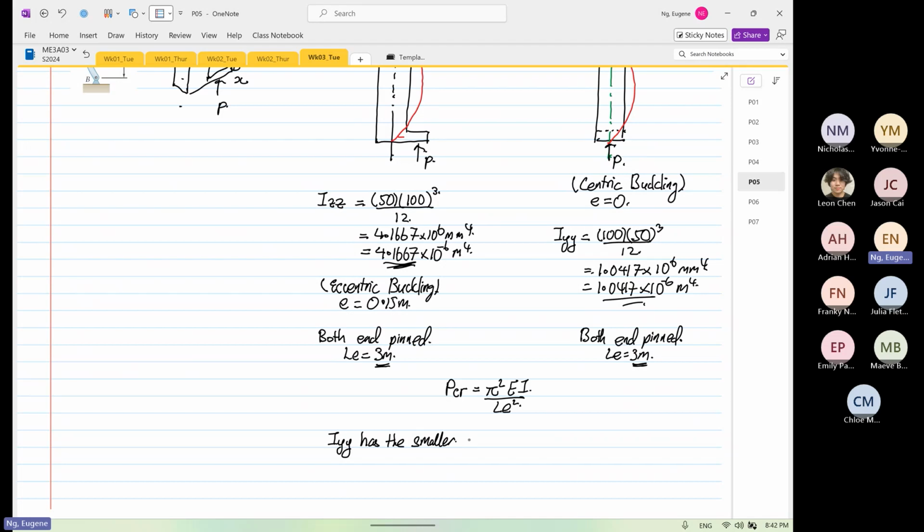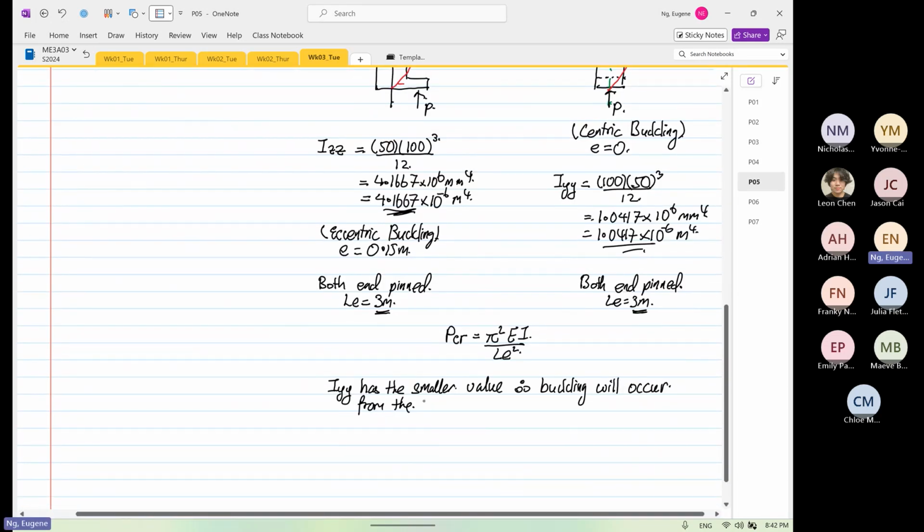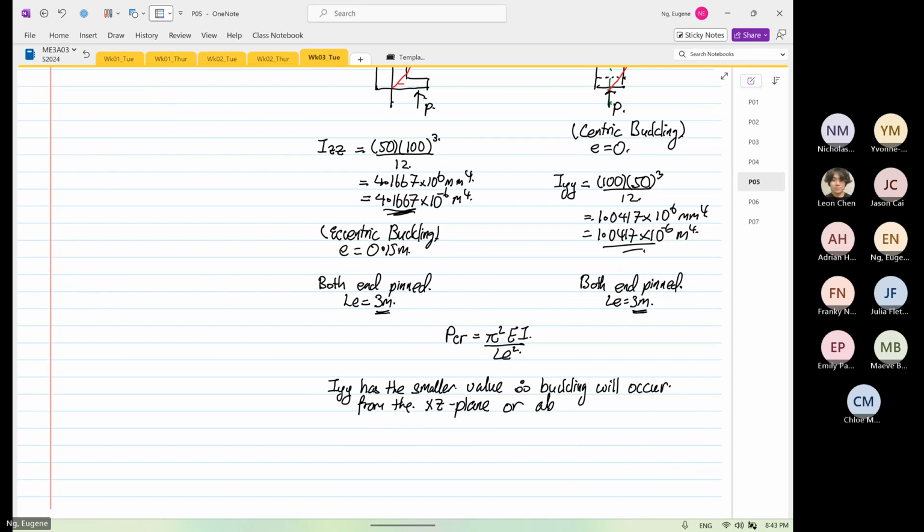has a smaller value. Therefore, buckling will occur from the XZ plane, or about the y-axis.